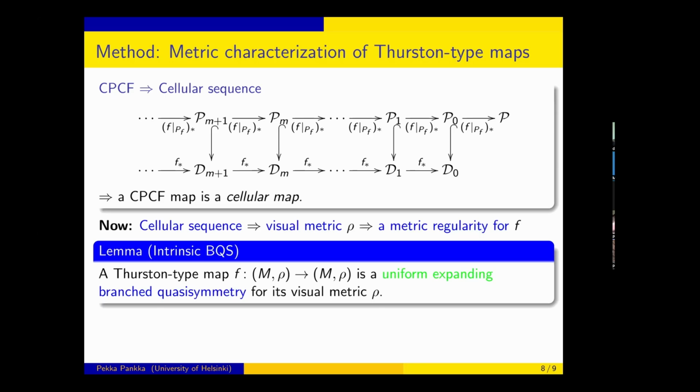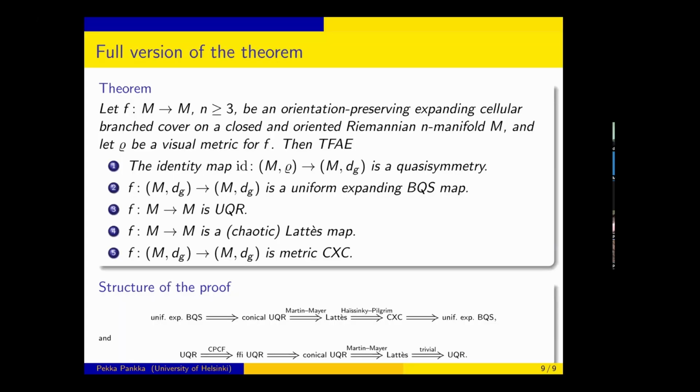Perhaps I must say that I never really thought that you could go beyond this, but perhaps you can. You had these two loops, and the first loop did not use much, and then the second one, where you start with this uniform expanding branch quasisymmetry, and that's in the standard metric. That's in the standard metric.